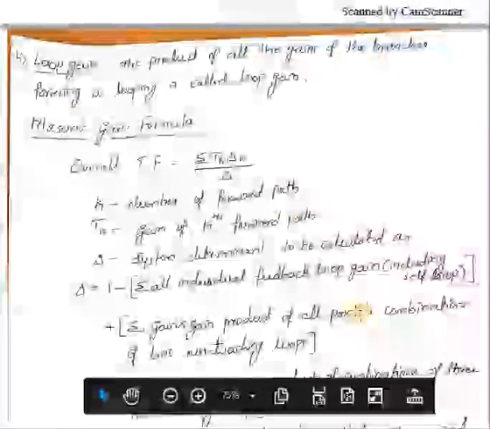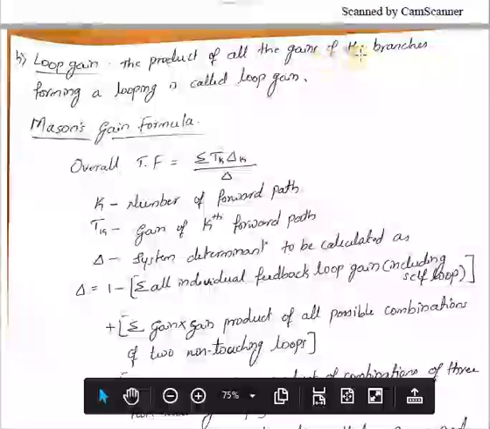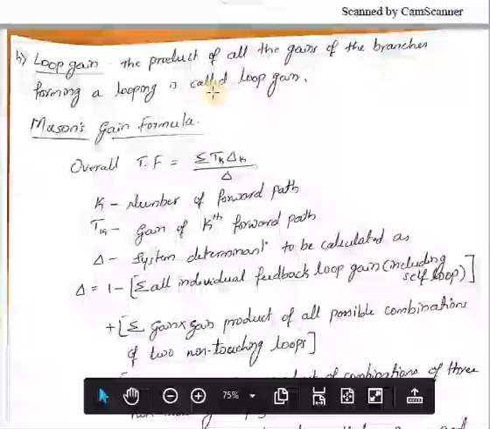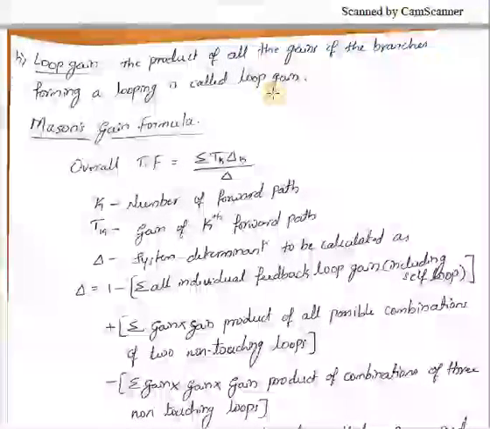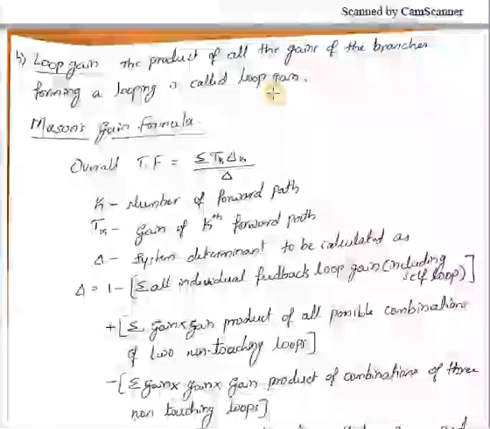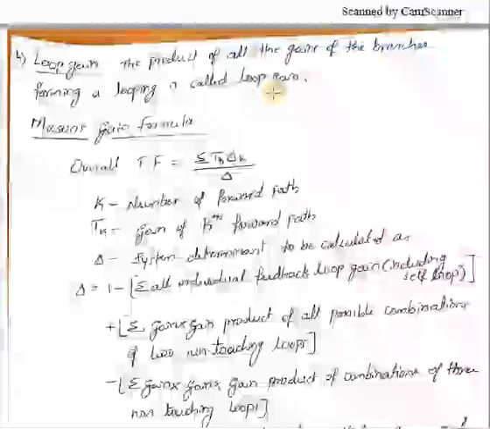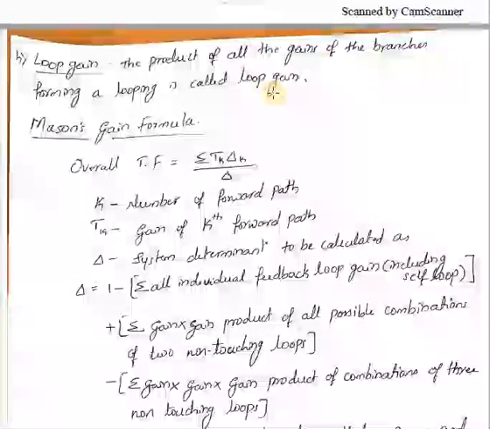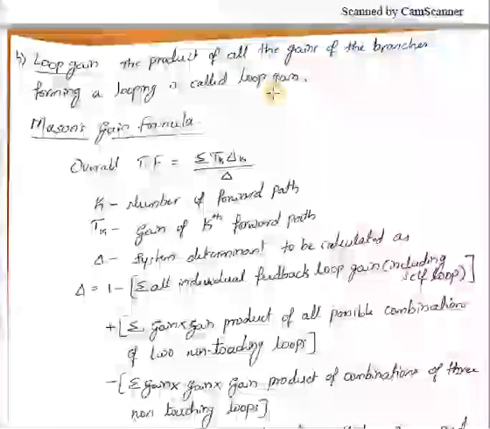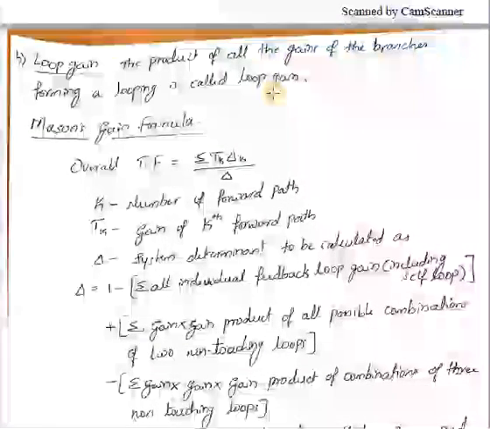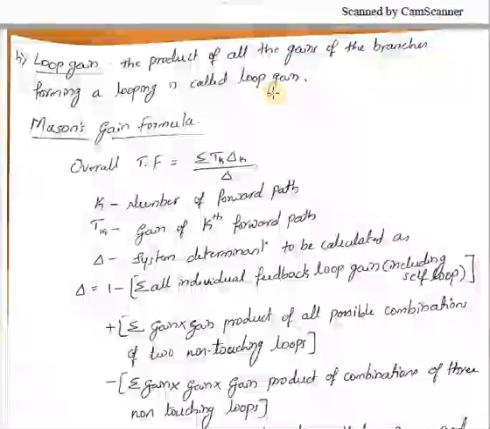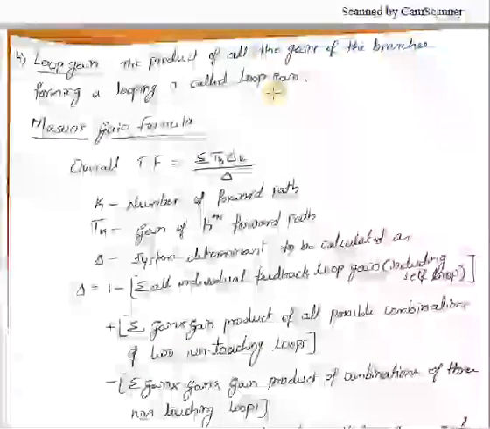Then loop gain. The product of all gains of the branches forming a loop is called loop gain. So for example, if you are passing through three nodes, that means you will be having two or three branches. Whatever the gains along those branches, you can take the product of those gains. You can consider that gain product as the gain of the loop.